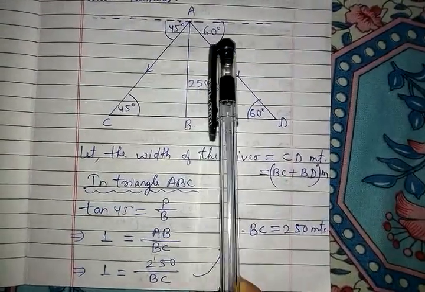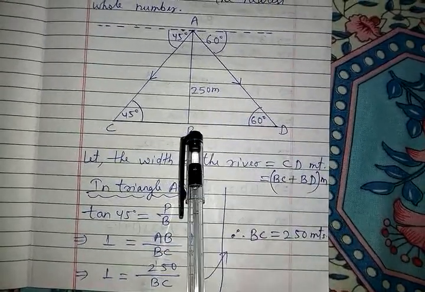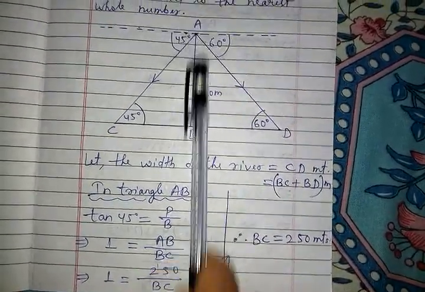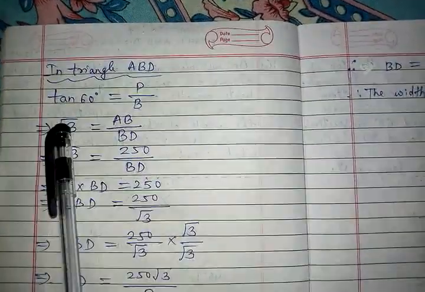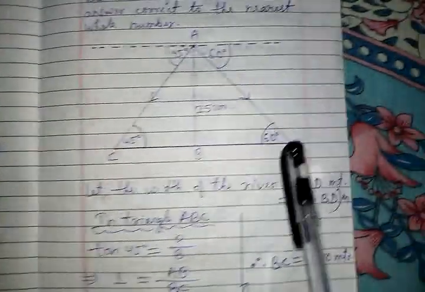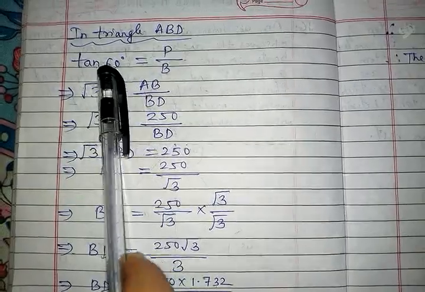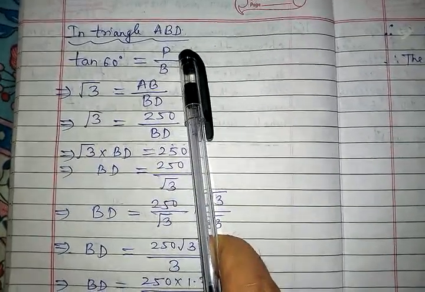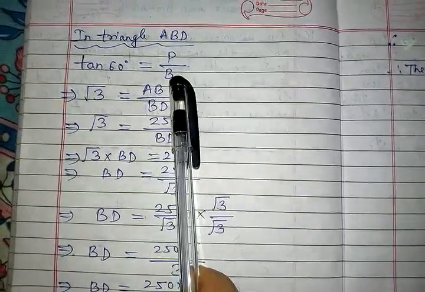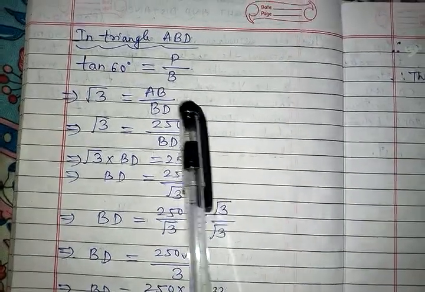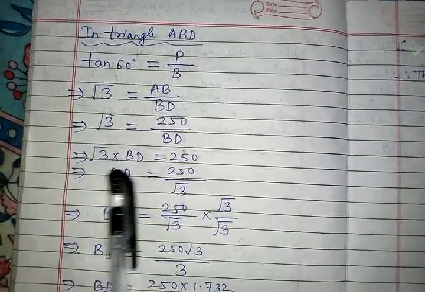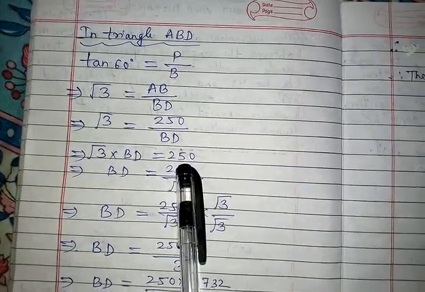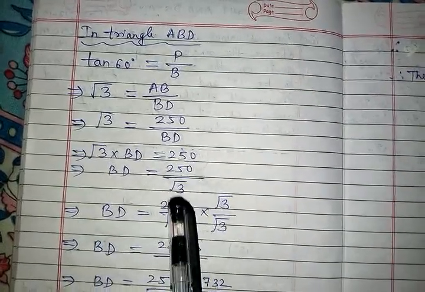Now in the next page we will take this triangle ABD and we will try to find BD with the help of AB. So here again the same thing. In triangle ABD, tan 60 degree because your acute angle here is 60 degree, and the rest is all the same. Perpendicular by base, tan 60 is root 3, and perpendicular is AB, you can see in the diagram, and base is BD. So here AB value is 250 as we all know. Now BD into root 3 equals 250. Now BD equals 250 by root 3.